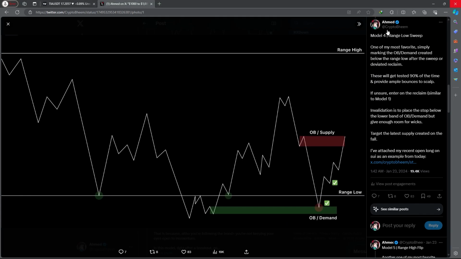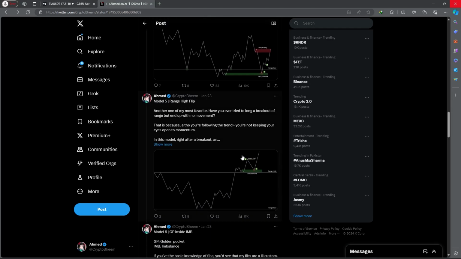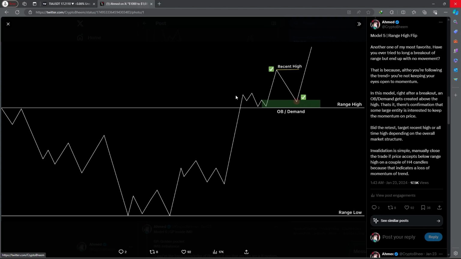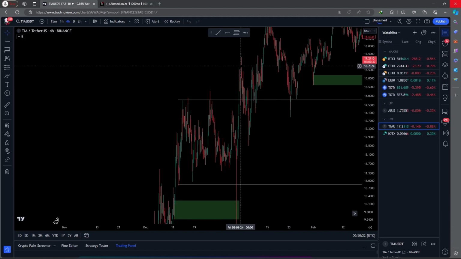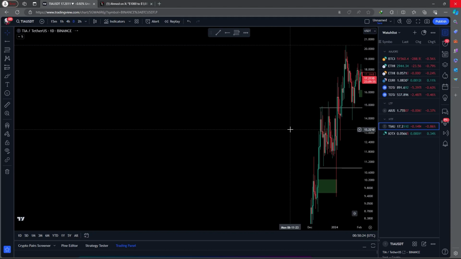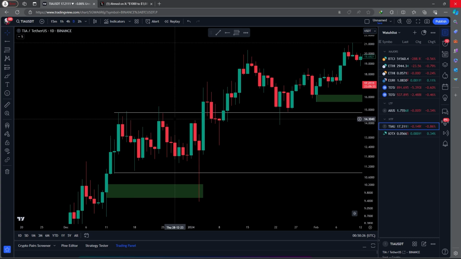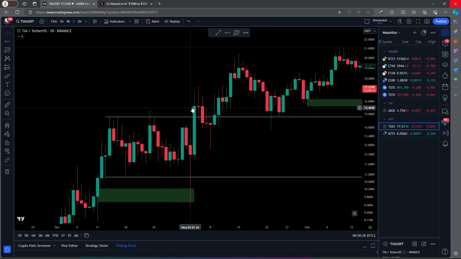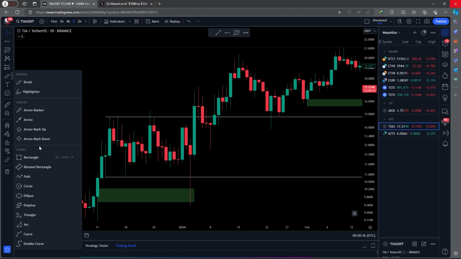All right. Now on model five, we have range high flip. Let's just do it on this chart as well. Range high flip. This was the range high on TIA. You have a breakout, but right after the first daily candle closing above, you have this reversal candle over here. Okay, you go back down, there's a market dump, it's like sweeping this order block.